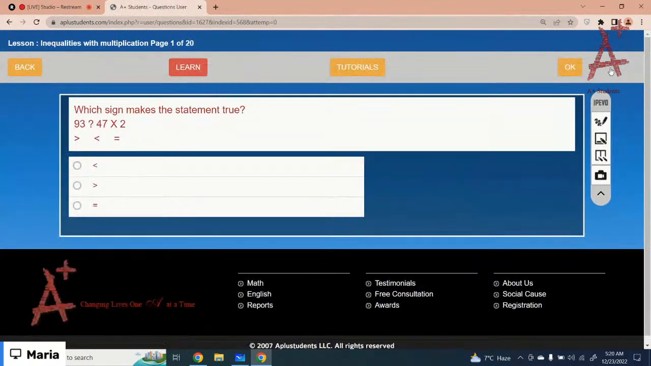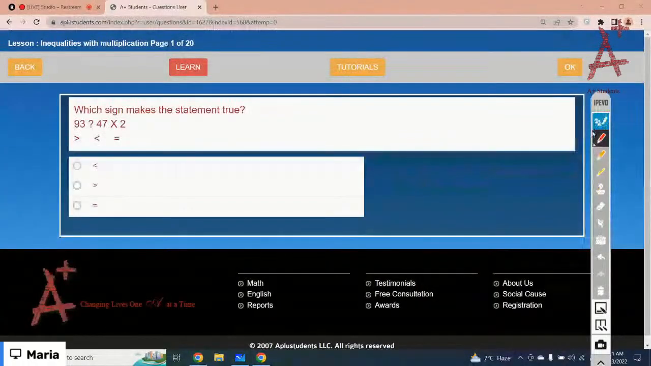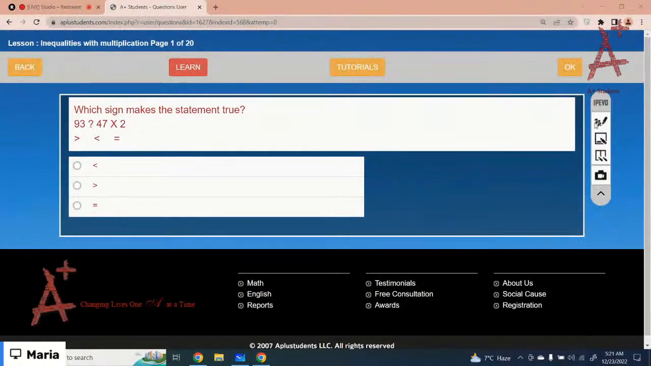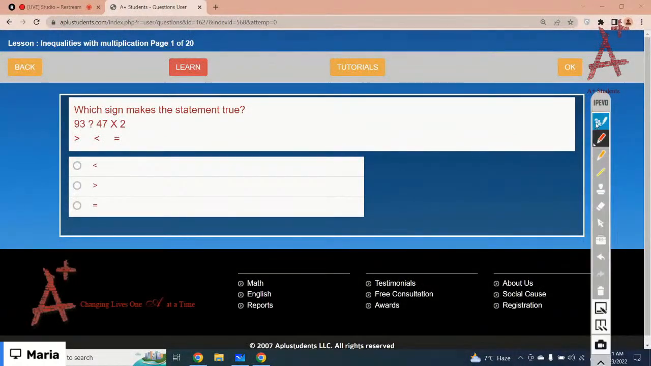Okay, which sign makes the statement true? Basically, you have to solve both the sides, and then you have to put the sign that is either greater, less, or equal. Got it? So let's just start with this one, 47 times 2, because here you have just a number. Got it? So just do 47 times 2.